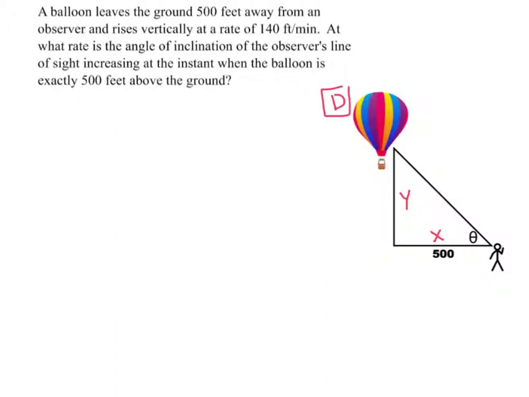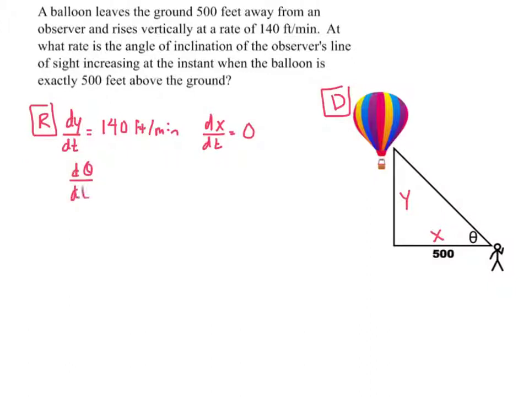All right, let's write down the rates that we know and the rates we want to know. Well, I know what dy/dt is. That's 140. If you wanted to put dx/dt, you certainly could. dx/dt is the rate at which the length x is changing, and that's 0. That's not changing at all. And we're looking for the rate at which the angle is changing.